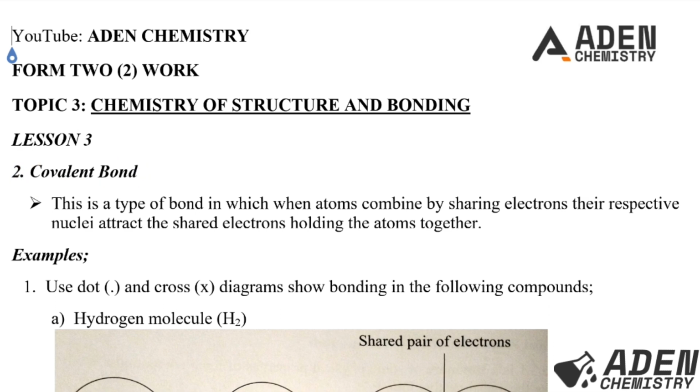So what's a covalent bond? This is a type of bond in which atoms combine by sharing electrons, and their respective nuclei attract the shared electrons, holding the atoms together.